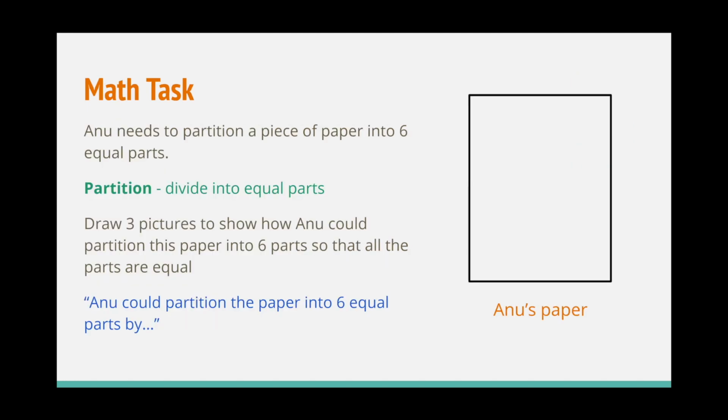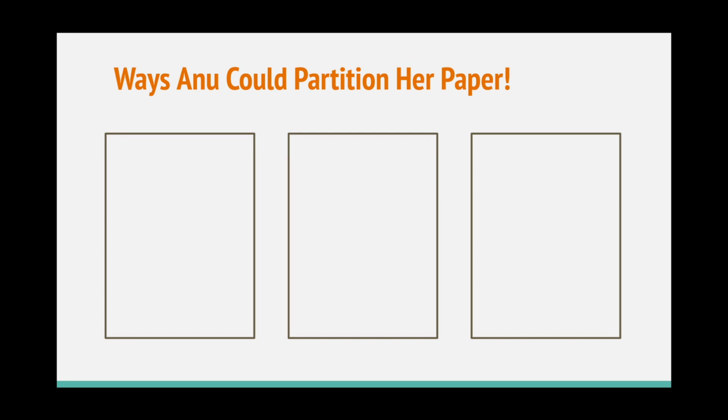We're going to do a math task today. Anu needs to partition a piece of paper into 6 equal parts. Remember, partition means to divide into equal parts. Draw 3 pictures to show how Anu could partition this paper into 6 parts so that all the parts are equal. I know there aren't 3 pieces of paper there, but if you want to take out 3 pieces of paper or draw 3 rectangles on a piece of paper, you can do that. And I want you to see if you can divide each of those rectangles into 6 equal parts.